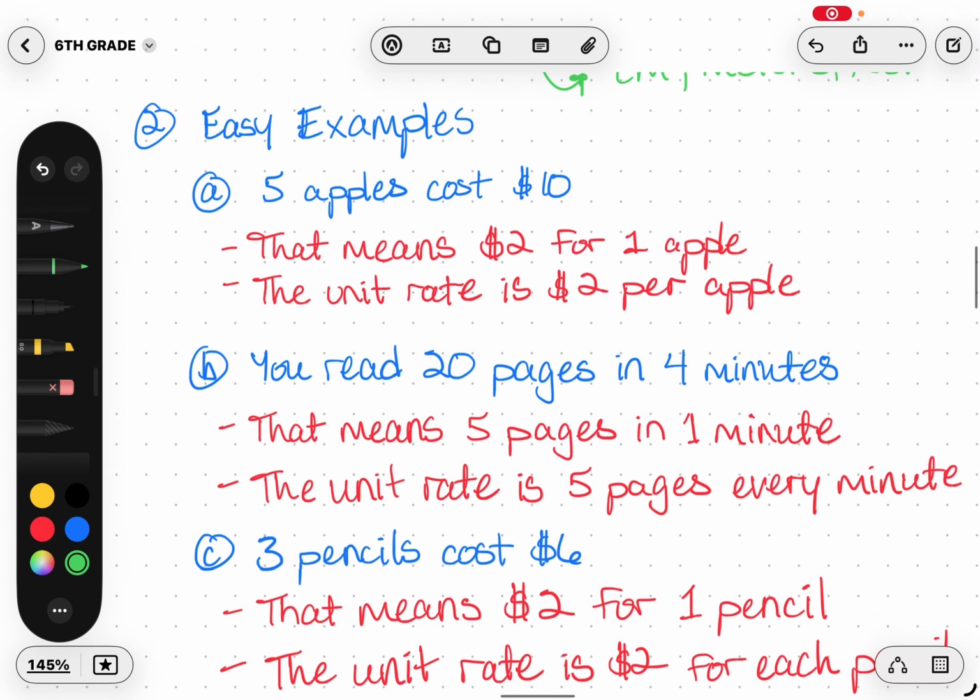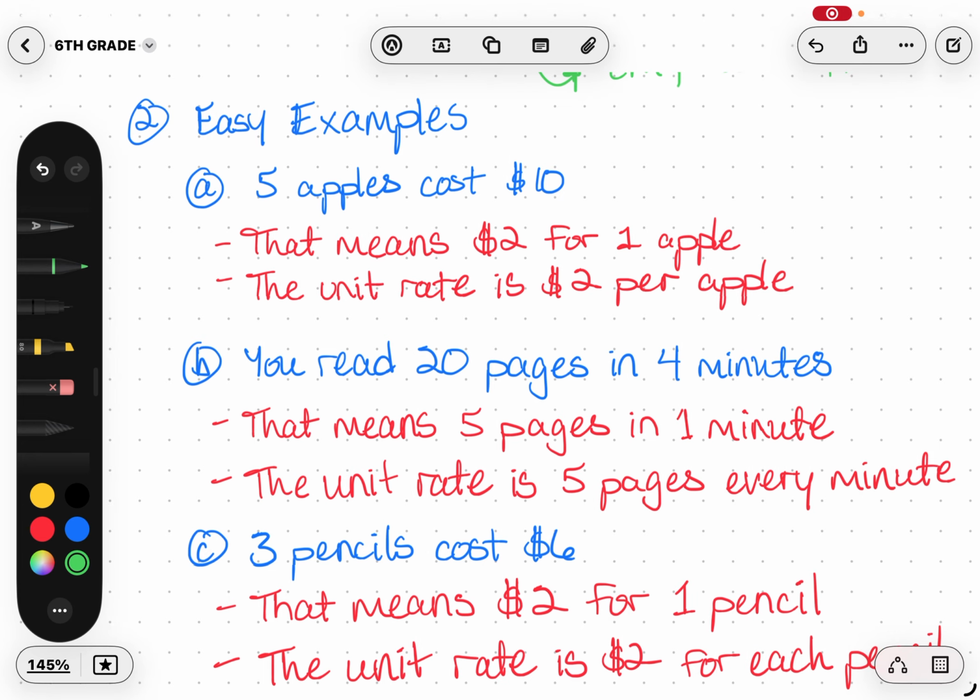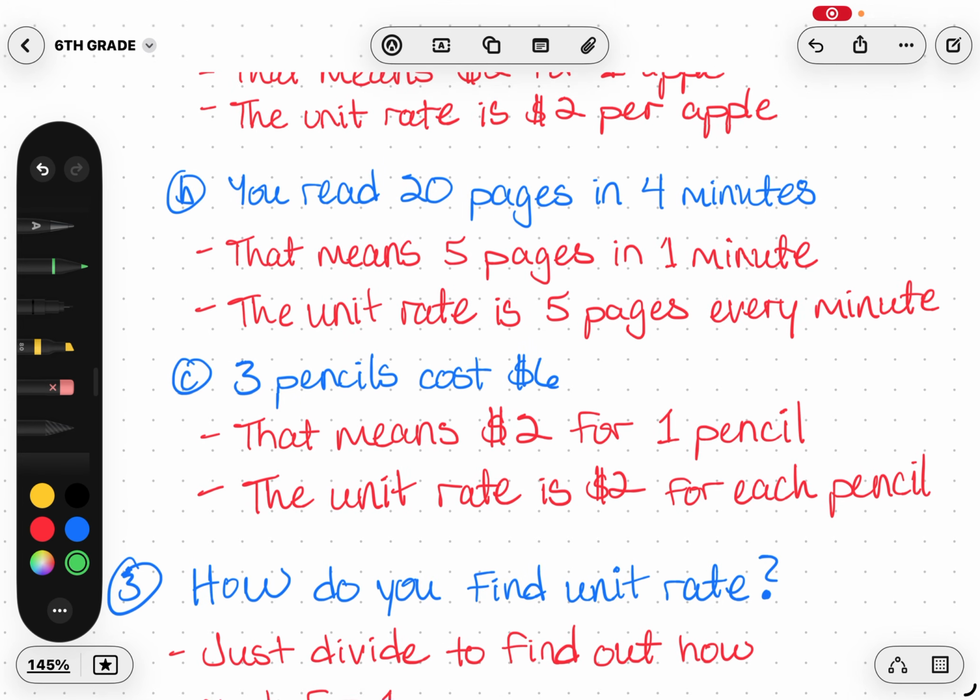Let's take a look at some easy examples. First example: 5 apples cost $10. That means there's $2 for one apple, so the unit rate is $2 per apple. The next one: you read 20 pages in 4 minutes. That means 5 pages in 1 minute, so the unit rate would be 5 pages every minute. C says 3 pencils cost $6. That means it's $2 for one pencil, so the unit rate would be $2 for each pencil.